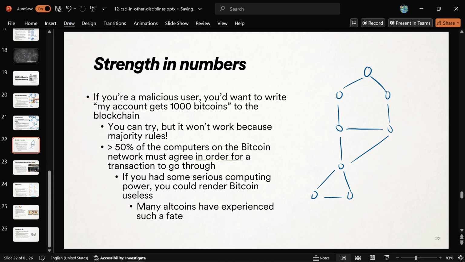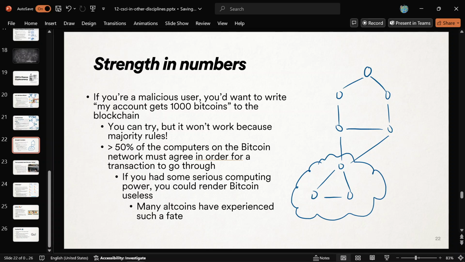It's majority rule. So greater than 50% of the computers all connected and storing their own version of the blockchain have to agree on a transaction in order for it to be set in stone. It'll be unrolled if somebody tries to write this just to their laptop. Nobody's going to agree with that. Even if you controlled this much of the Bitcoin network, it's still not enough. If you had a few billion computers, maybe you could take it over, but nobody has that much power.